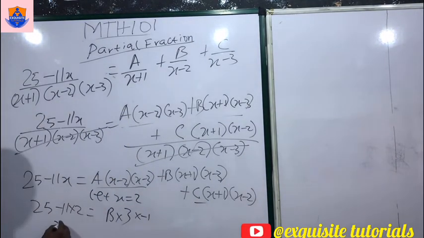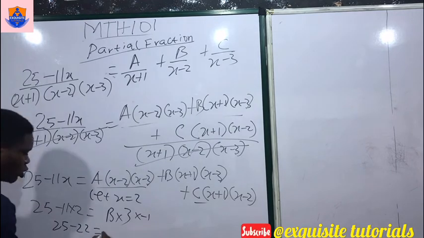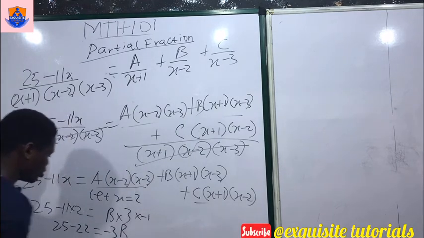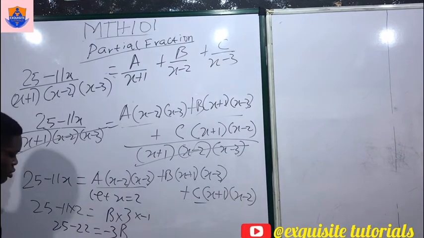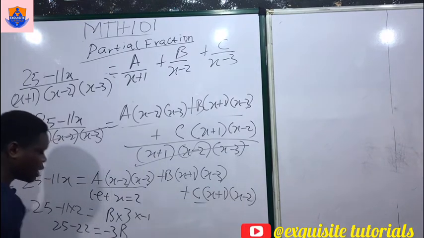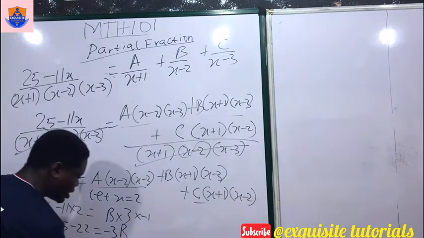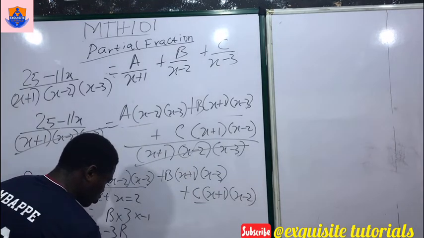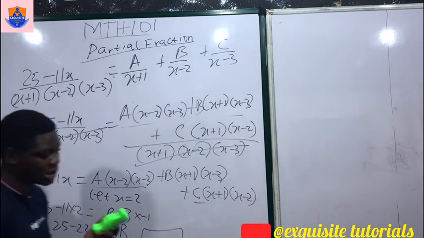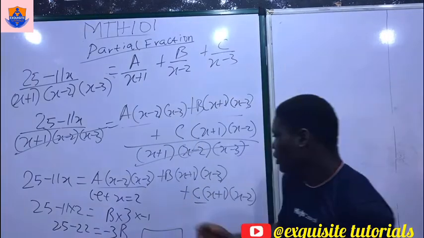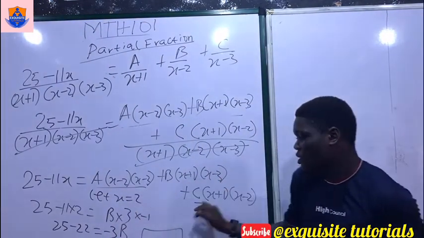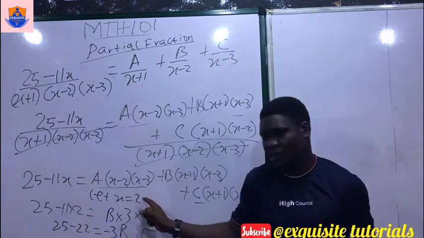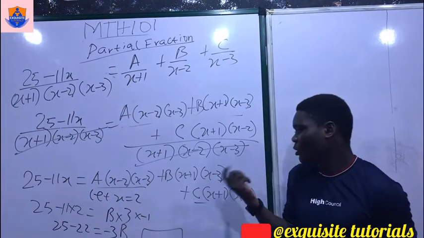So we are left with 25 minus 22 equals minus 3b. 25 minus 22 is 3. 3 is equal to minus 3b. Now when I divide both sides by minus 3, I will get b as minus 1. So we have gotten that part. So we were able to eliminate b and c by imputing x as 2, and we were able to eliminate a and c by imputing x as 2. Now how do we eliminate another thing?